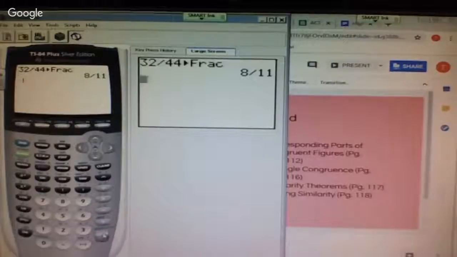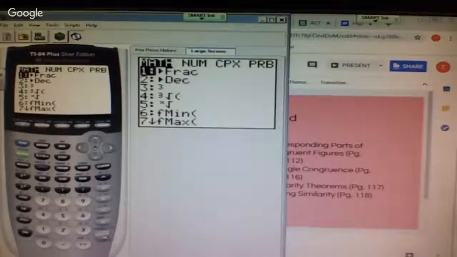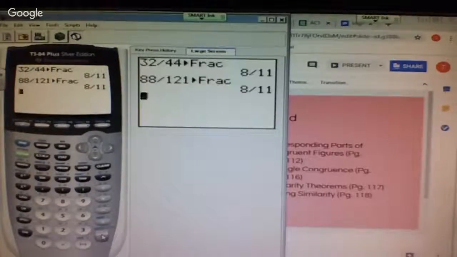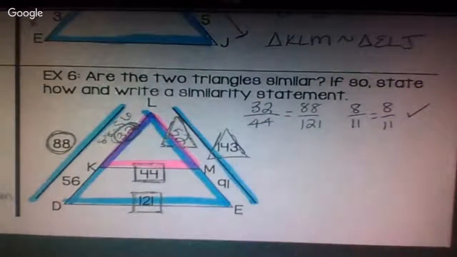Okay. So this is 8/11. And then you would do the same thing to the other side. You would plug in 88 divided by 121. And again, choose fraction. And that gives me 8/11. So the two fractions are the same.